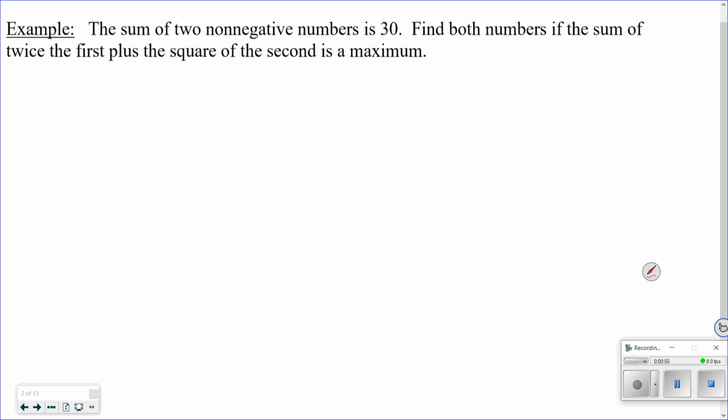Let's start out first by deciding what our variables are. So in this case, I have two numbers. So I'm going to say x is my first number, and then I'm going to say y is my second number.